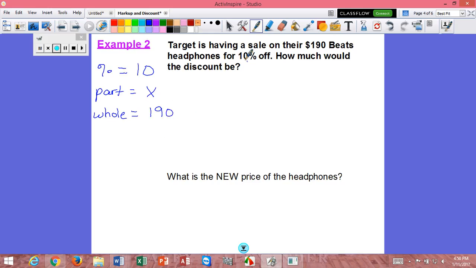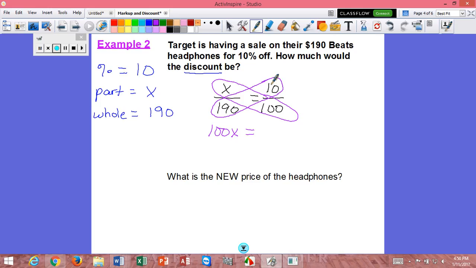Okay, now keep in mind, in this problem we have a discount. So a discount decreases the price of something. So let's set up our proportion. Part over whole equals the percent over 100. And I'll cross multiply. We have 100 times x. 190 times 10 would be 1,900.